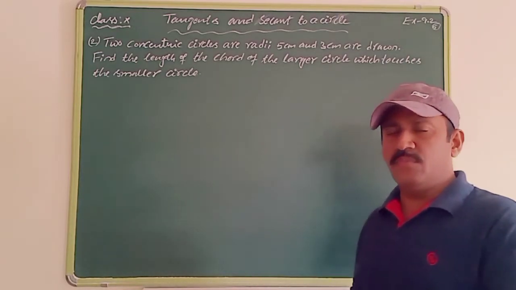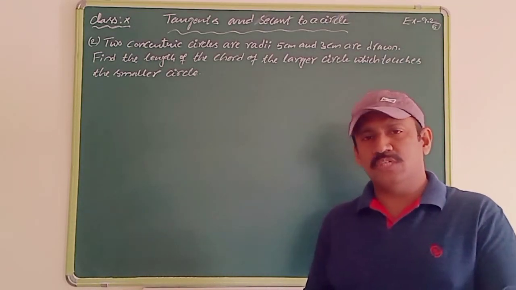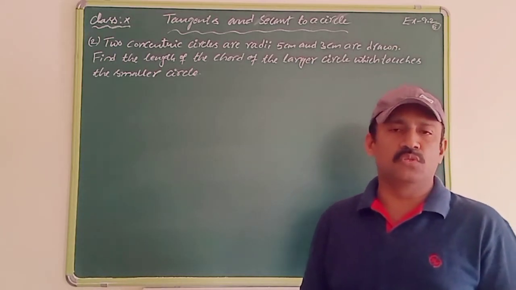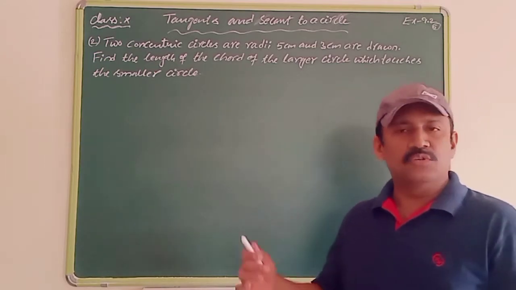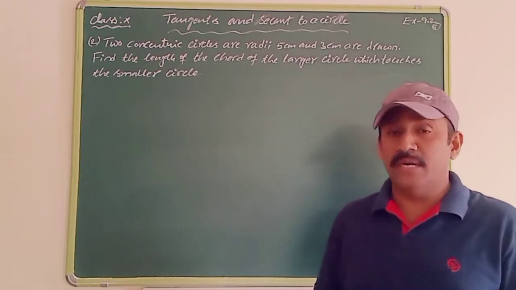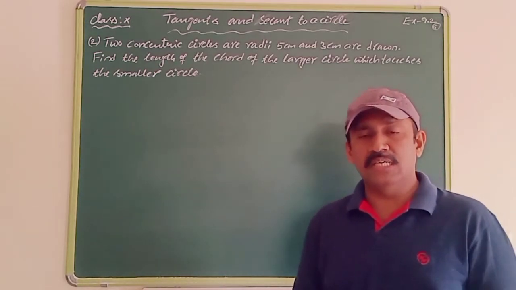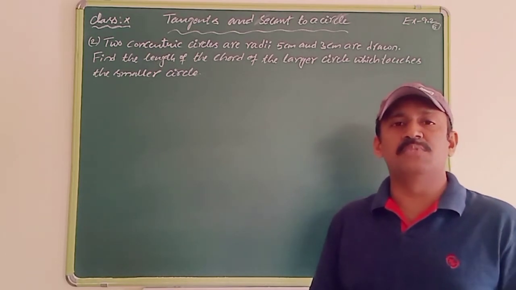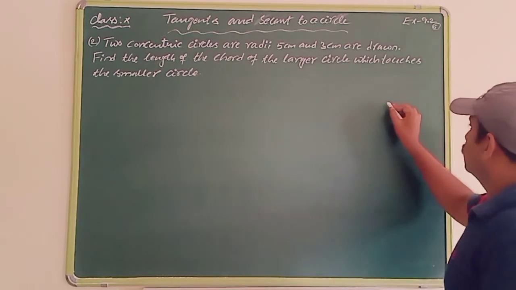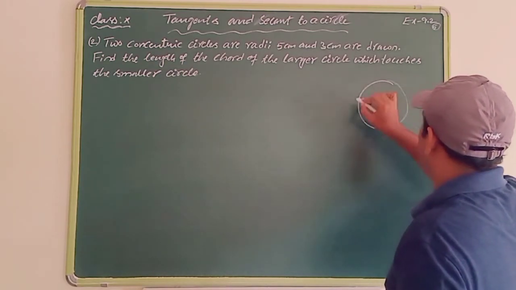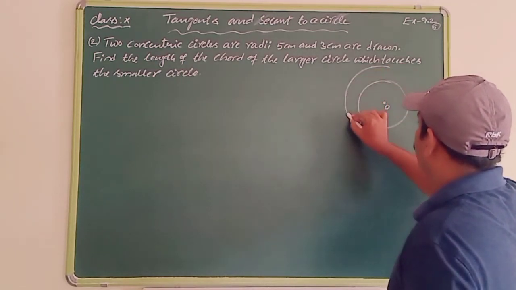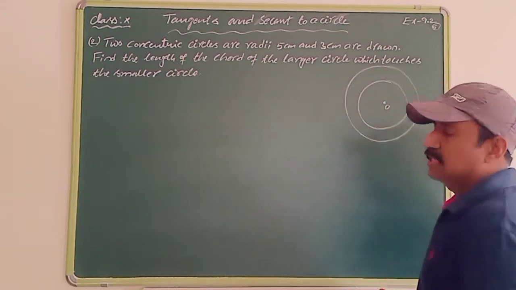Now here is question number 2. This question number 2 is almost similar to statement number 2. In statement number 2, we discussed two concentric circles. So here also we have concentric circles only. What is a concentric circle? Concentric circles means circles having the same center, right? So here I am going to take the center O. Now here is a smaller circle, and this is the larger circle, right?